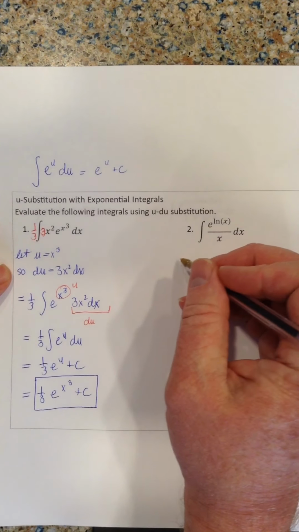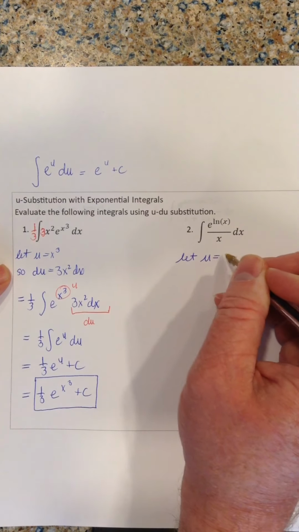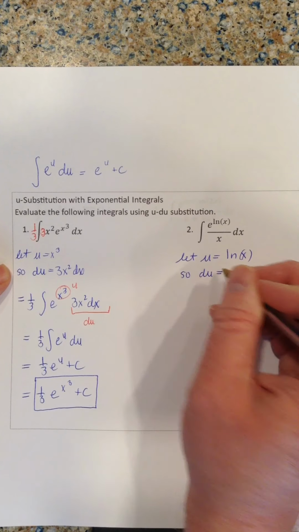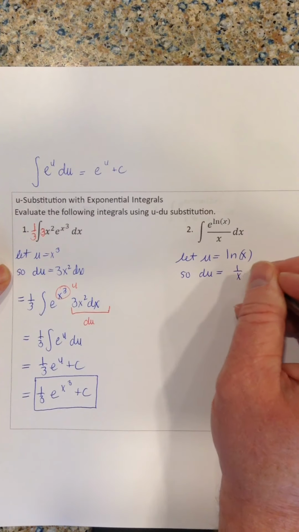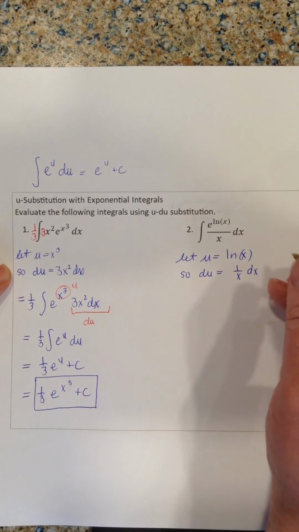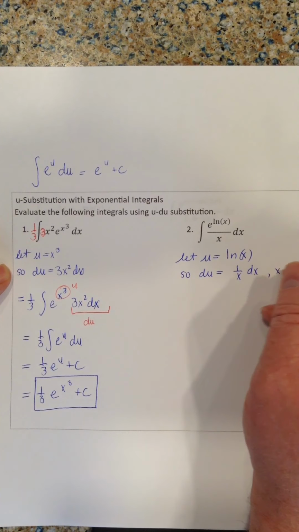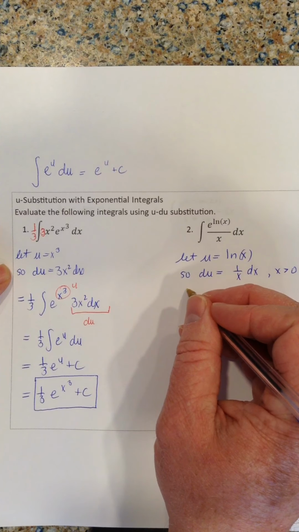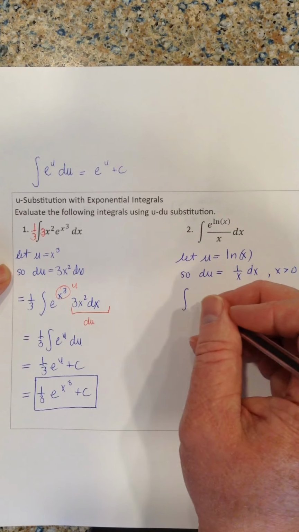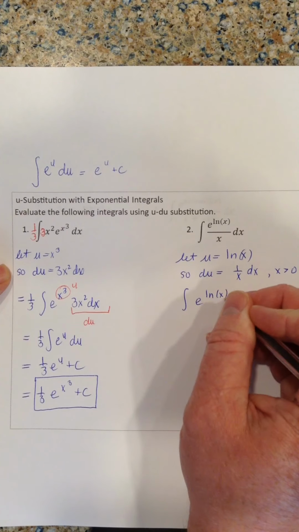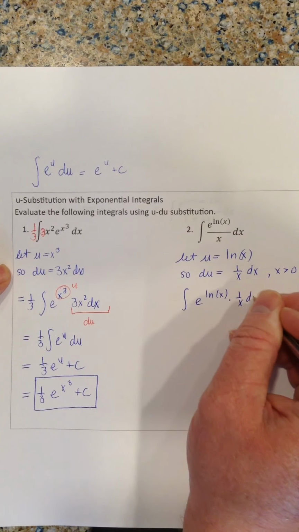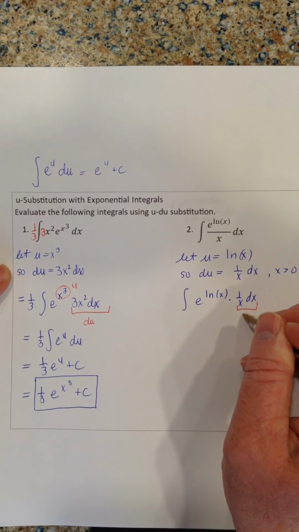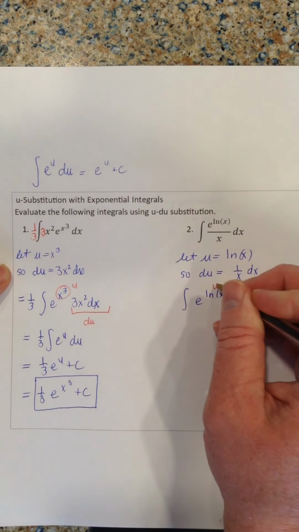Alright, so let's look at the next one. Let u equal the natural log of x, so du is going to be 1 over x dx, and that's true as long as x is greater than 0. Okay, so notice if I rewrote this, I can make it e to the natural log of x times 1 over x dx. So I can tell that's my du, and this part here is my u.